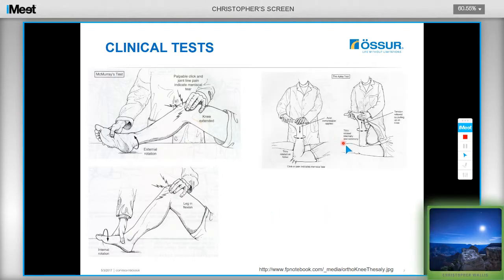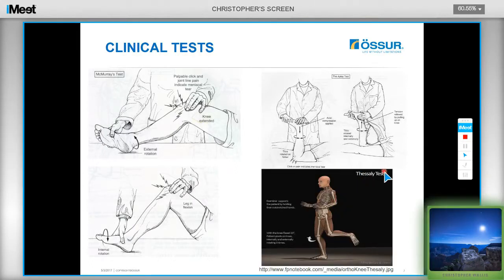The next test is the Apley test, or sometimes called the Apley grind test. So in this case, the patient's actually prone, knee bent to 90 degrees, and the clinician is applying an axial load through the tibia, and at the same time applying internal and external rotation. So what this one will do, again, the patient can feel pain, but it can also elicit a grinding sensation, which can help to confirm the presence of meniscal injury.